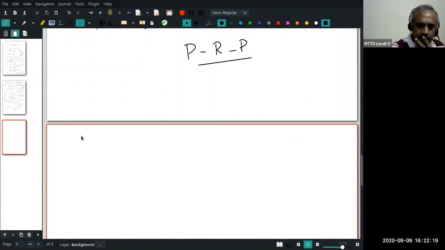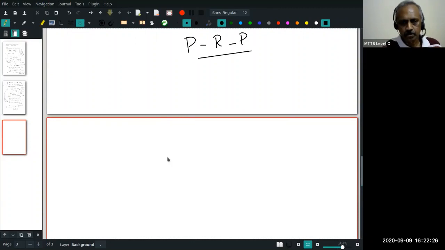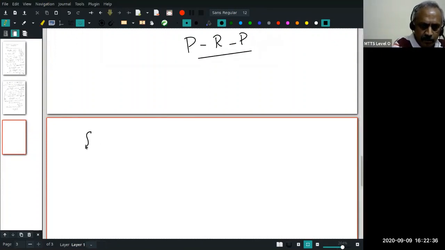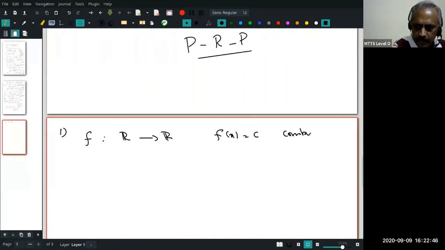Now let's try to do something. Now what I want to do is the standard kind of thing. What is the standard kind of thing? Let us prove that some functions are differentiable. Let f be from R to R. Let us assume f of x equals a constant c. I want to show f is differentiable at any point a. Whatever a you give me, I'm going to say f is differentiable at a.